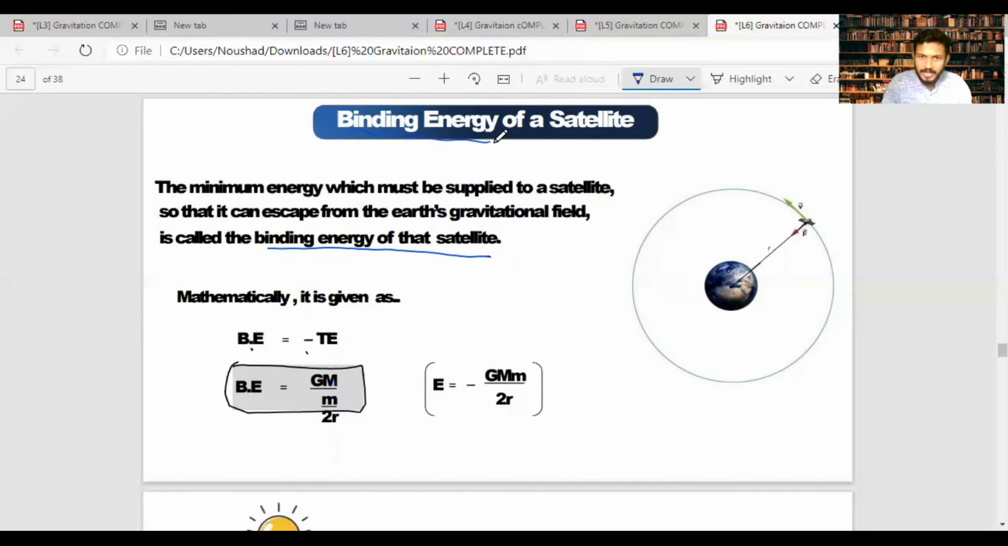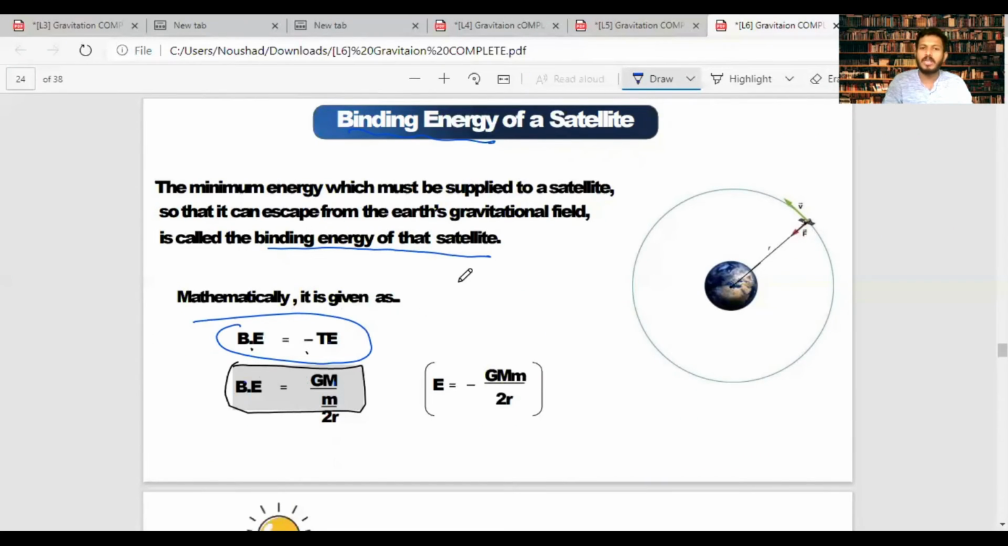That energy is called binding energy. We can supply energy greater than or equal to the binding energy to escape the satellite from Earth's field. The satellite is not in Earth's field, it's outside the field. Outside the field is called an orbit. How can we send that satellite to that orbit? Just give an energy equal to the binding energy. It's very good whether it is equal or greater than the binding energy. So binding energy equals total energy. Then only it can escape.